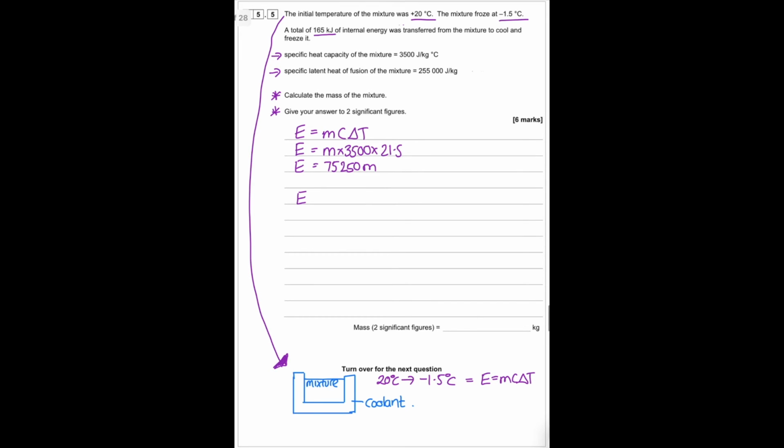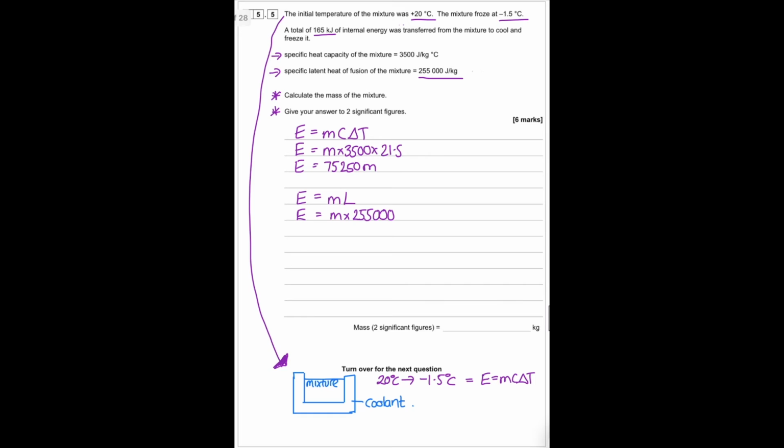Now, the second part to this energy transfer is the actual amount of energy needed for it to change state from the liquid to the solid. To work out that amount of energy, it is the mass times the latent heat. So that amount of energy is going to be the mass times the specific latent heat of fusion, which we know is 255,000 joules per kilogram, because we were given that here.